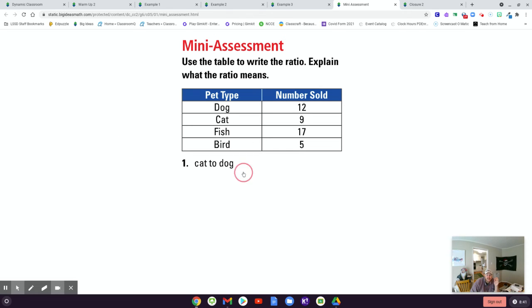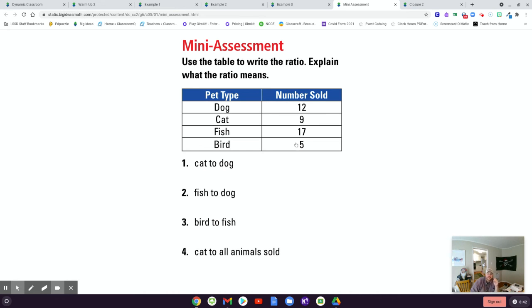Sometimes they're going to give you the information in a table like this one. So it's telling you that 12 dogs were sold, I'm assuming at a pet store. There's 9 cats, 17 fish, and 5 birds. Let's say that we want a ratio of cats to dogs. You just look at the table. So the ratio of cats to dogs is 9 to 12 in that order, which later on you're going to learn simplifies to 3 to 4. We don't have to worry about simplifying quite yet.